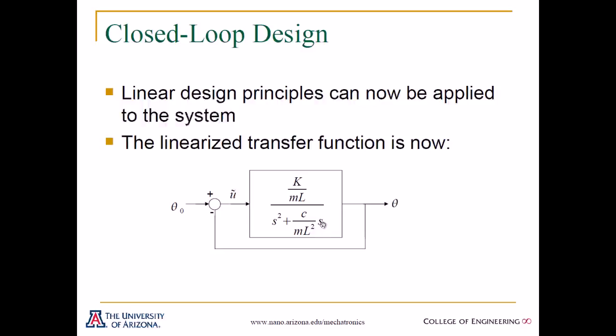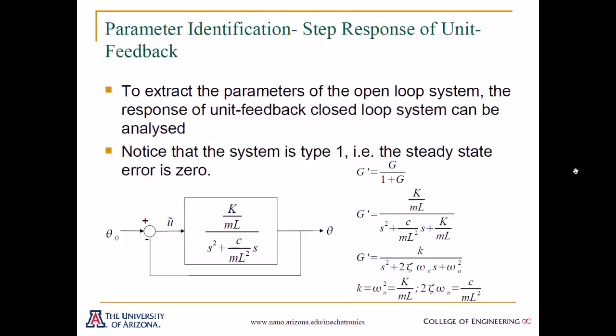A more practical way to identify the parameters of the system is to apply a unit feedback. Under this condition, the system will have a zero steady state error, and the parameters of the system can be obtained from the transient response. To extract the parameters of the open loop system, students first compute the closed loop transfer function g prime. It is easy to see that the square of the natural frequency omega n is equal to k over ml, and its product with the damping ratio zeta is equal to the parameter c over ml squared.